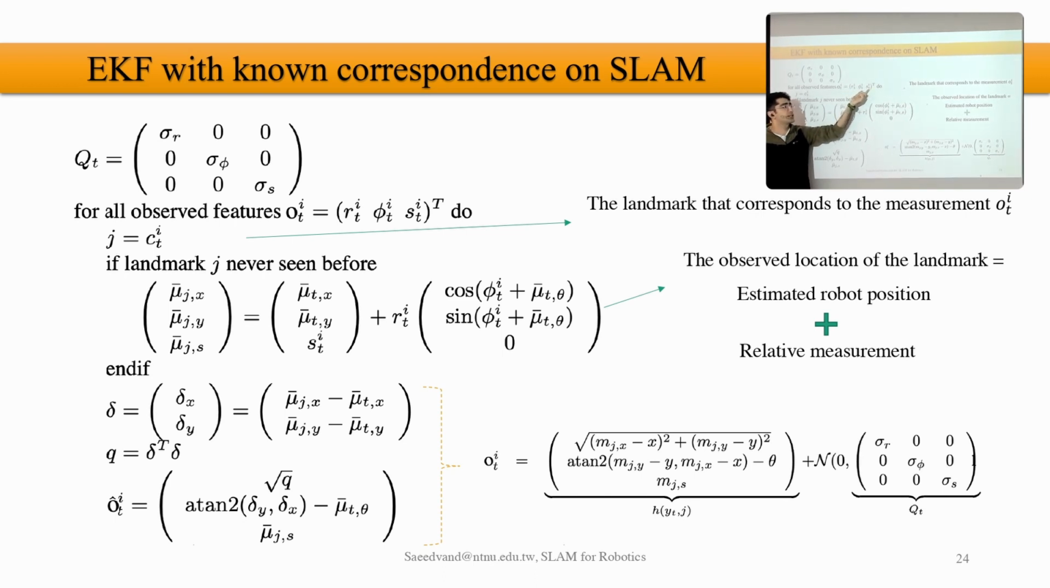So this range bearing signature can be used here so that we can say j is equal to c_i^t, that we are taking the signature that we have, which landmark we are going to update. And if the landmark has not been seen yet, then this is the first time that we are seeing it. First, what we do, we calculate this term over here, that is, the observed location of the landmark will be updated by the estimated robot pose added by the relative measurements.